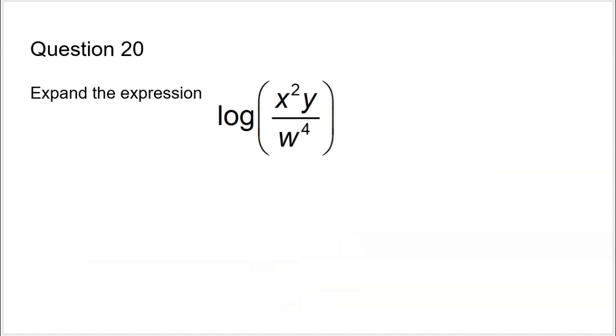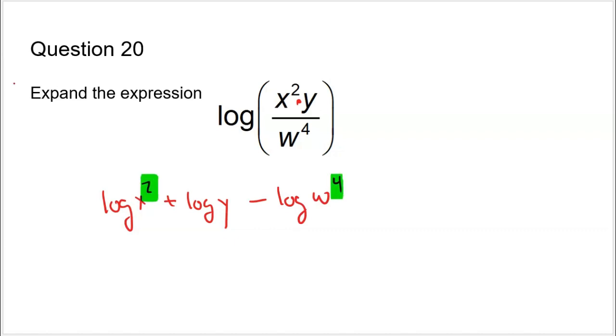All right, question number 20 here. We want to expand this logarithmic expression. So we need to know our log properties. So we know that multiplication expands with addition and division expands with subtraction. So we have log of x squared plus log of y minus log of w to the fourth. The last thing I'm going to do is use my power property, which says that these powers can fall down in front of the log. So I get 2 log x plus log y minus 4 log w.